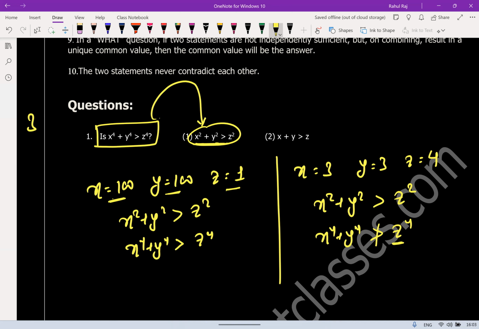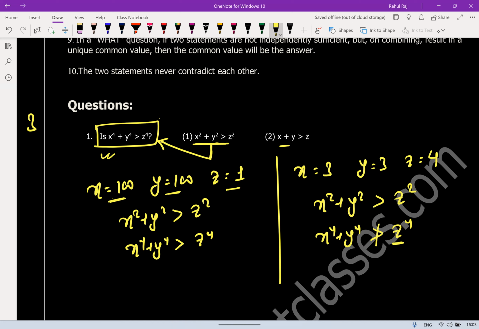The point is simple. Logically, when you look into this, Giri, they are asking you the question: is x4 plus y4 greater than z4? And when they have given you the statement, what they are trying to say is: I have given you this statement, x square plus y square is greater than z square. With this particular knowledge, can you actually come to the conclusion that x4 plus y4 is greater than z4? This is what it is.